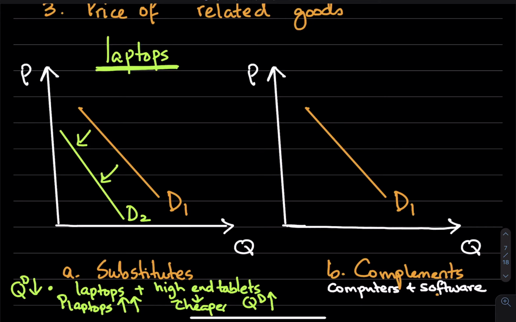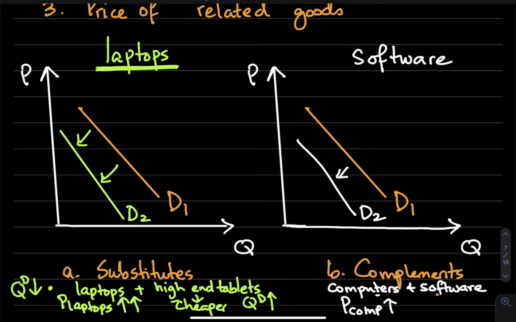Okay, so if the price of computers goes up, then you would expect that people will buy fewer computers and therefore less software. Okay, so if we were thinking about the demand for software, then we know that if the price of computers is going up, then there is a fall in demand for software.